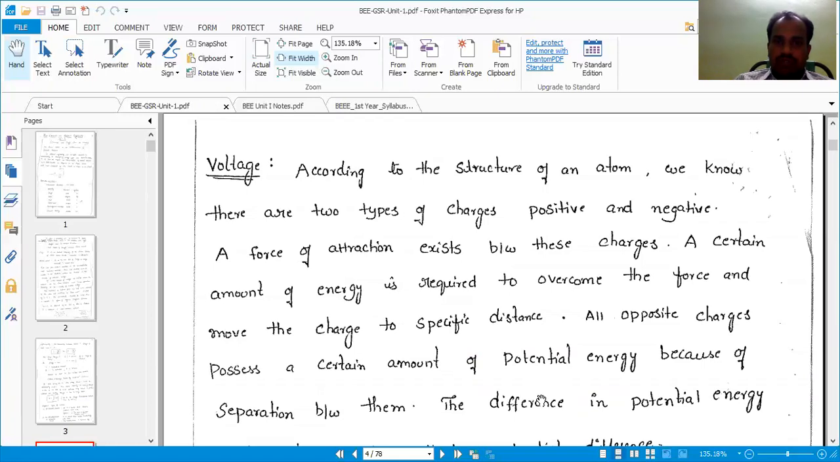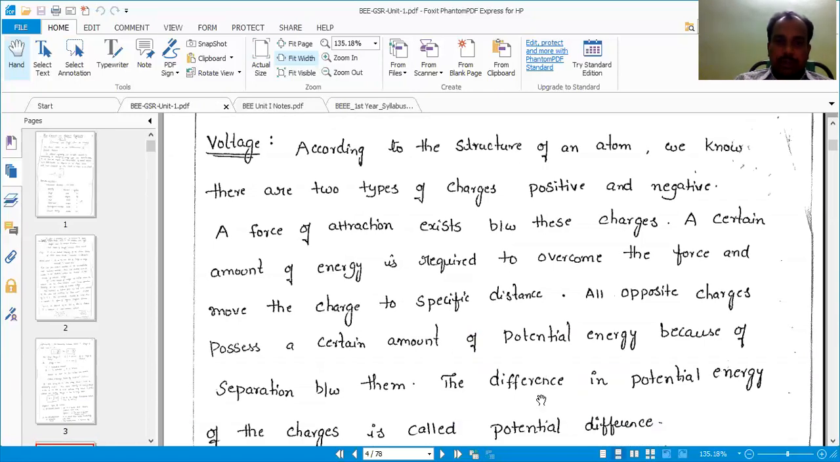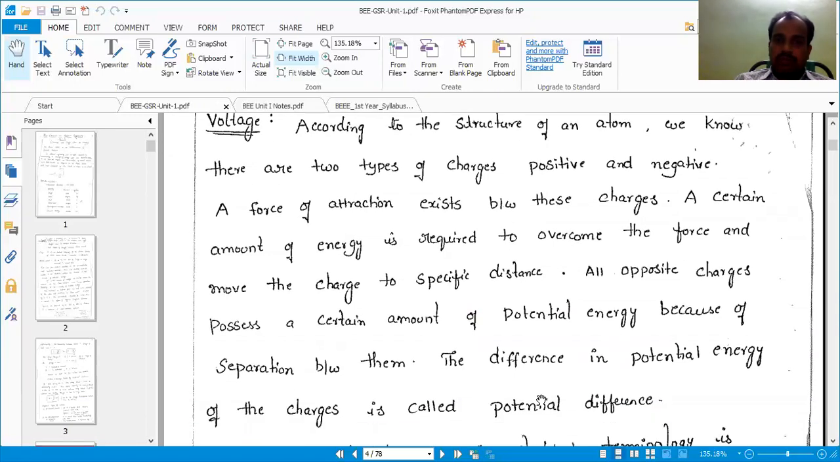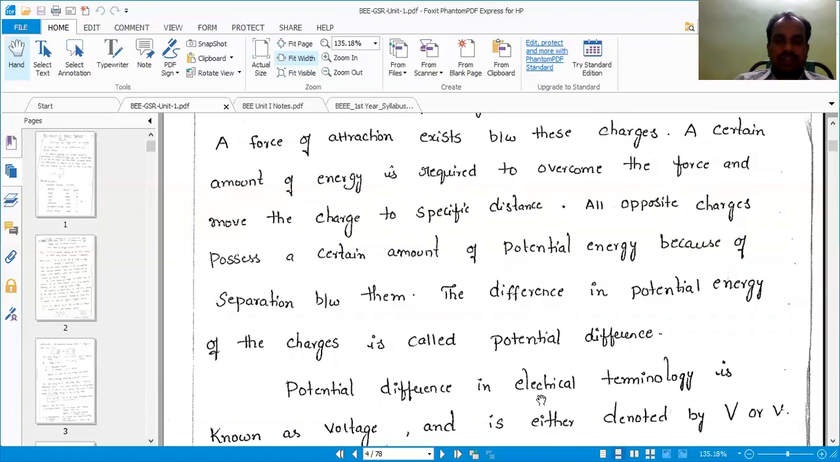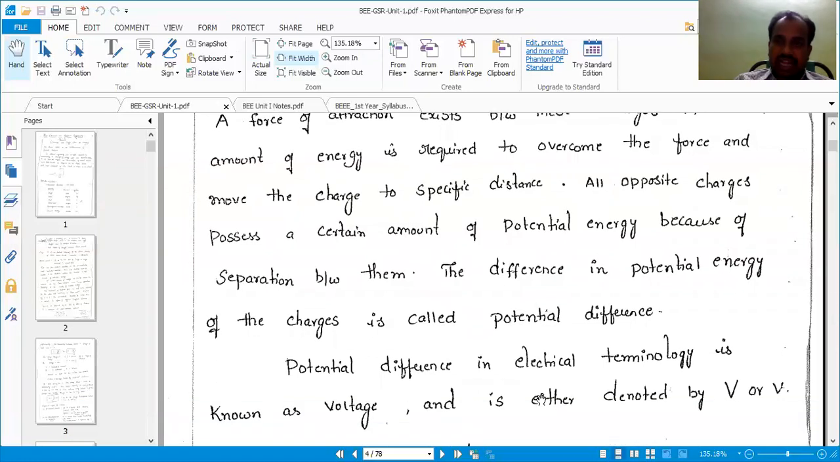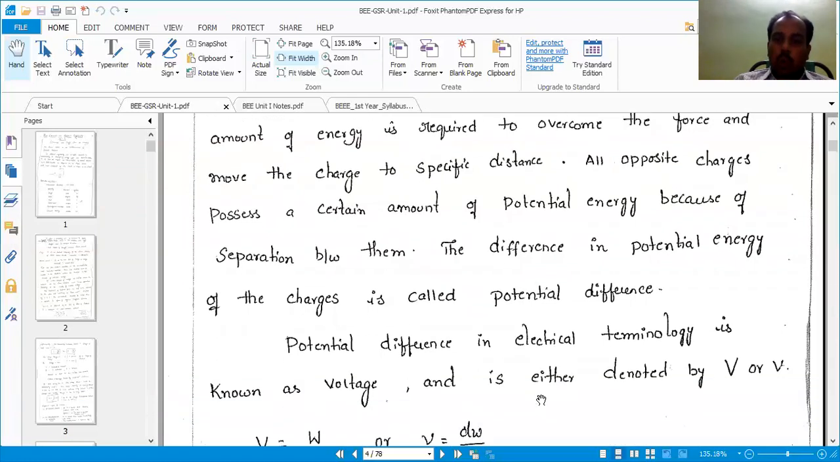Some amount of energy is required to overcome the force and move a charge a specific distance. All positive charges possess a certain amount of potential energy because of the separation between them. So the difference in potential energy of the charges is called potential difference. The potential difference in electrical terminology is known as voltage.